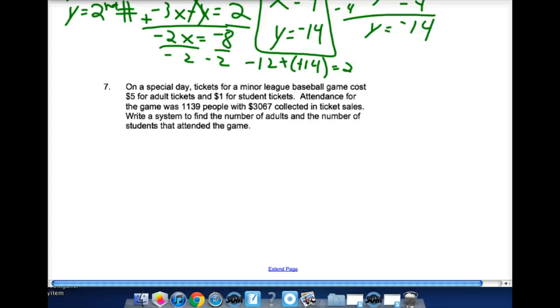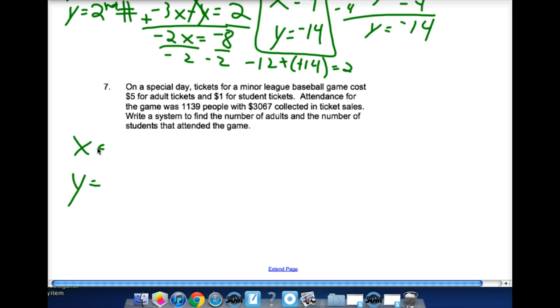All right, on a special day, tickets for a minor league baseball game cost $5 for adults and only $1 for students. Attendance for the game was 1,139 people, and $3,067 was collected in ticket sales. So both those things are facts. Write a system to find the number of adult tickets and the number of student tickets. Let's use X and Y. If you want to use A and S for adult and student, that's not a bad way to go, but I'm going to use X and Y.